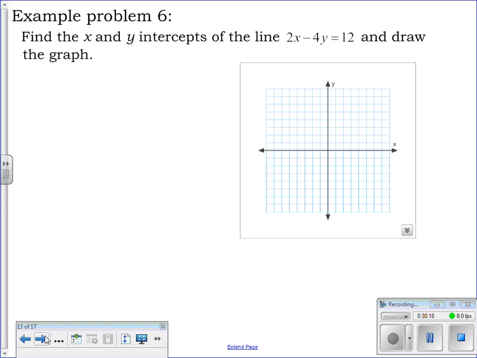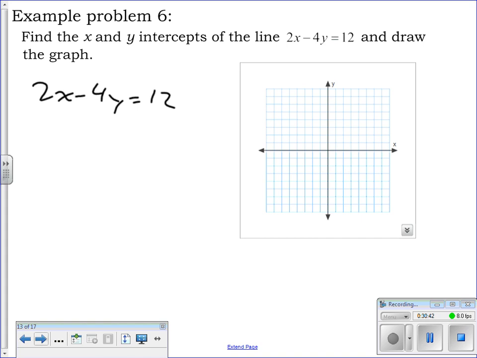Ooh, yeah! I love these problems. I love the graph. 2x minus 4y equals 12. Find the x and y intercepts. We already found the x and the y intercepts, did we not? We did that the last time we were together.